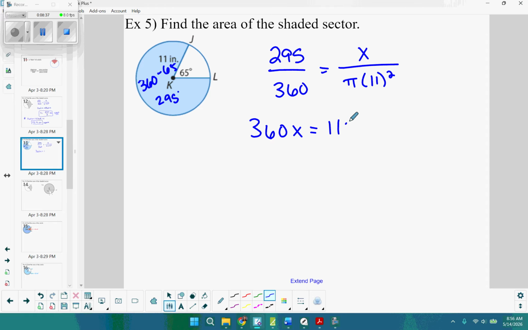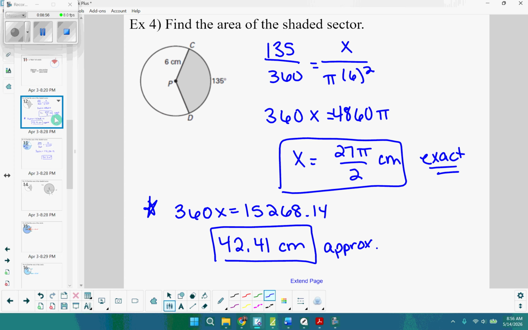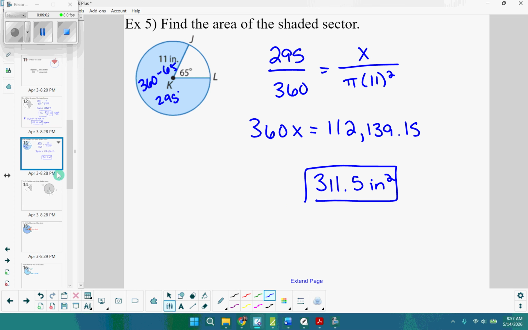very big number, 112,139.15. And dividing that by 360, we get 311.4976, so 311.5 inches squared. Just going to go back and check on that. I forgot to put squared on these. I want to make sure that those are correct. Sorry about that, folks. Okay, so example 5, inches squared for our area.